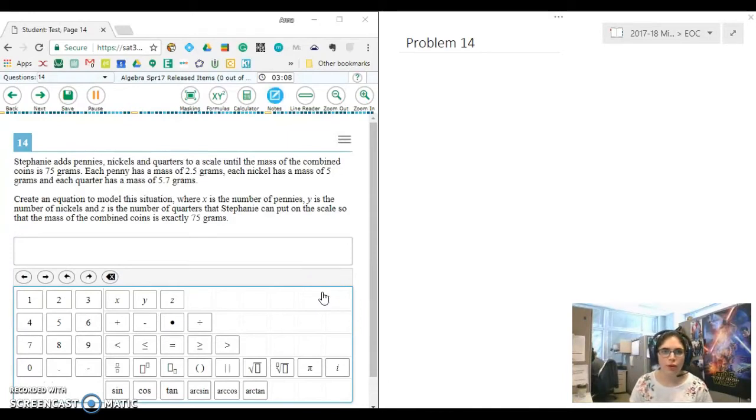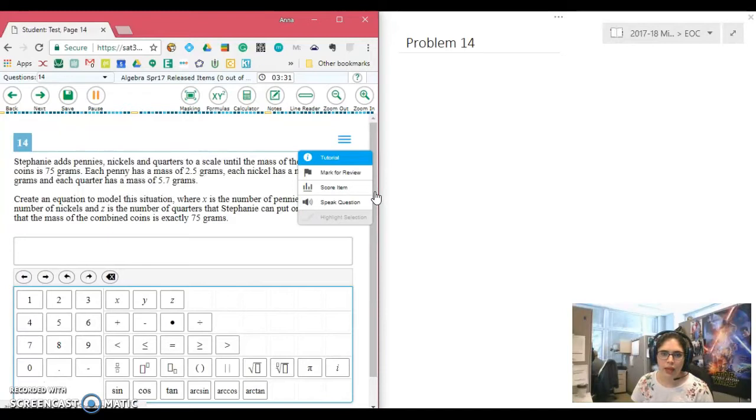Today we will be going over problem 14 from the released questions from the 2017 test. Now this is a long problem, so this is one of those problems where it would probably be a good idea to utilize the reader so that you can have this entire question read aloud to you. In order to do that, you can go to the three lines here and then click on Speak Question.